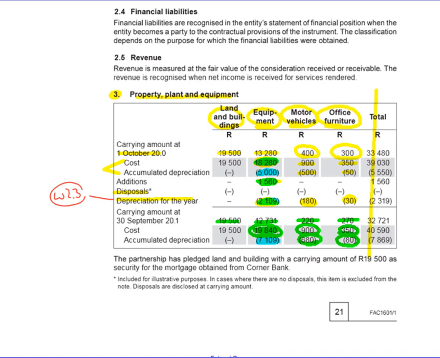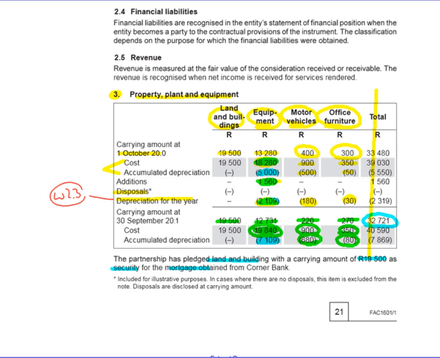For the rest of your disclosure, please remember that you have to tell me that the buildings with a carrying amount have been pledged as security for the mortgage. You should also refer to the mortgage note specifically. Okay, so that's nice and easy. We can go back up, and our total carrying amount at year end, you do need to add up, is 32,721, and that will go into the statement of financial position.